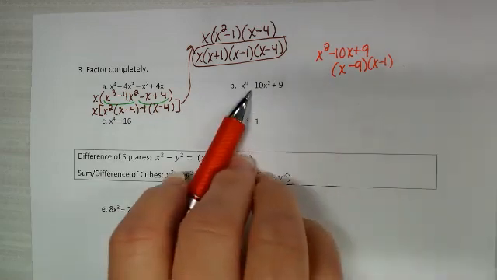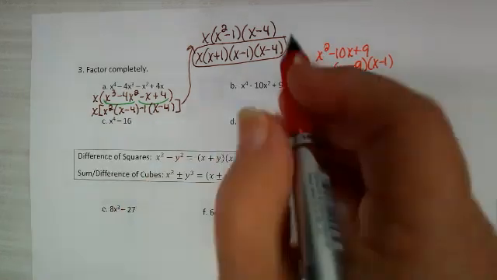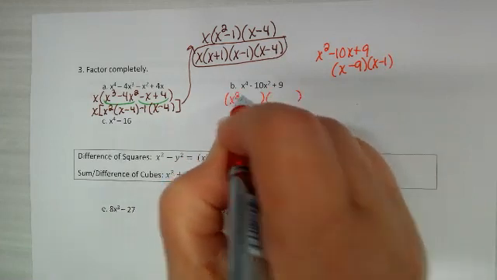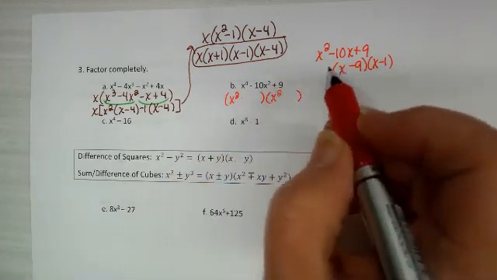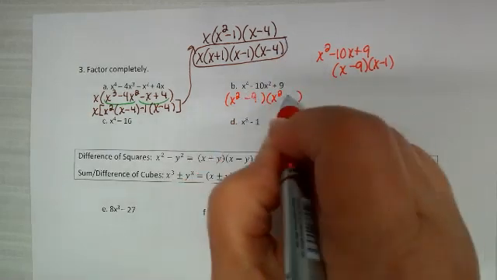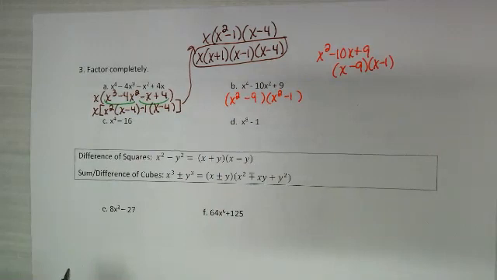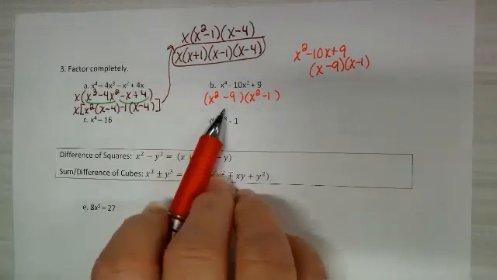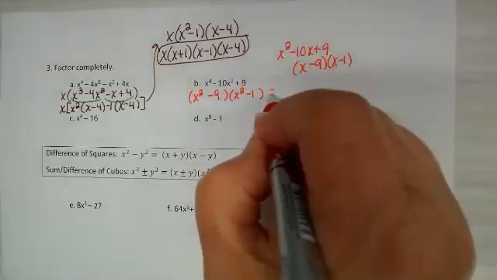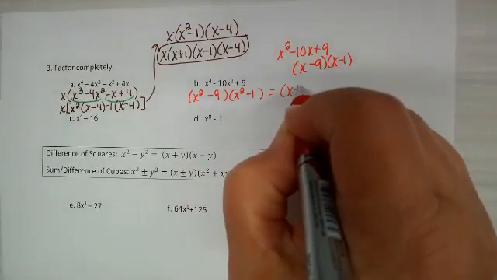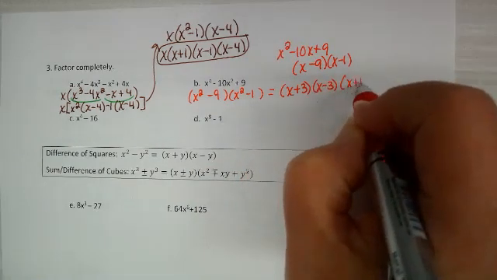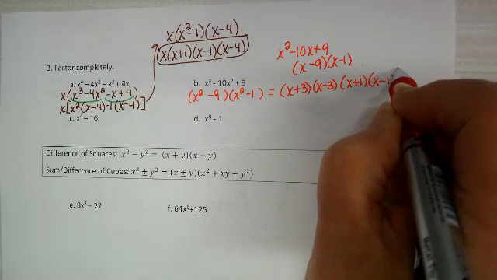So the only difference here is that it's not x squared, it's x to the 4th. So when I break this up, it's going to be x squared and x squared. And then factors of 9 that add up to negative 10 would be minus 9 and minus 1. And now there's difference of squares in both of these. So we're going to break it down further. It's going to be x plus 3, x minus 3, x plus 1, x minus 1.